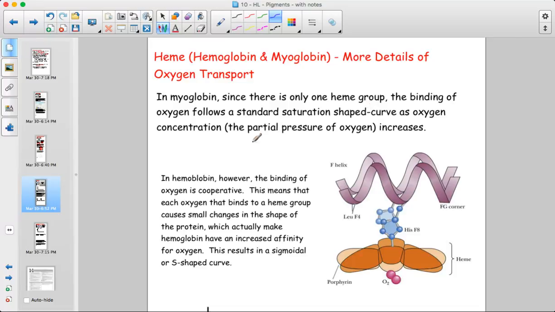So in myoglobin, there's only one heme group to worry about. So the binding of the oxygen shows a normal enzyme standard saturation shape curve where it goes up quickly at first and then eventually flattens out when the myoglobin is totally saturated with oxygen. As the oxygen increases, it gets increasingly saturated. So when we talk about oxygen concentration, we're going to be using this term partial pressure of oxygen.